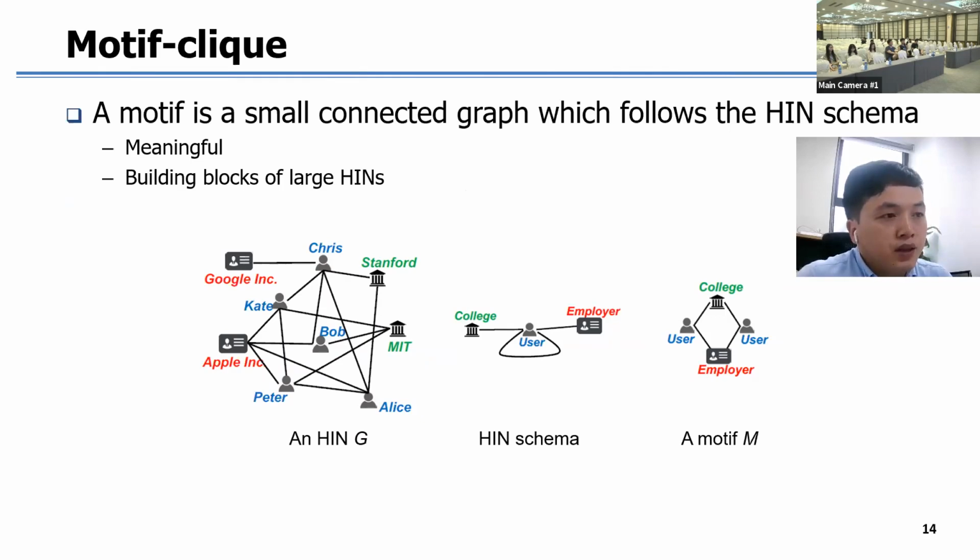So here, for example, this is an HIN. You can see that there are some users, 2 companies and 2 colleges. The schema of this HIN is shown here, which means that a user studies in some college and works in some company, and the users can also establish friendships with each other. And here is a motif, which describes 2 users who studied in the same college and also worked in the same company.